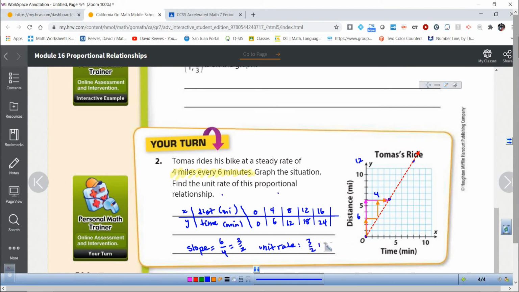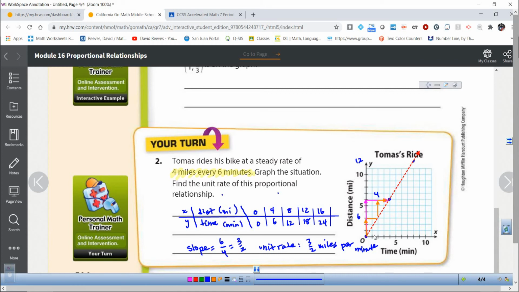That means he rides 3/2 of a mile, or 3/2 miles, actually, because it's 1.5, isn't it? So let me change that. 3/2 miles. One more time. 3/2 miles per minute. All right, 1.5 miles every minute. Okay?